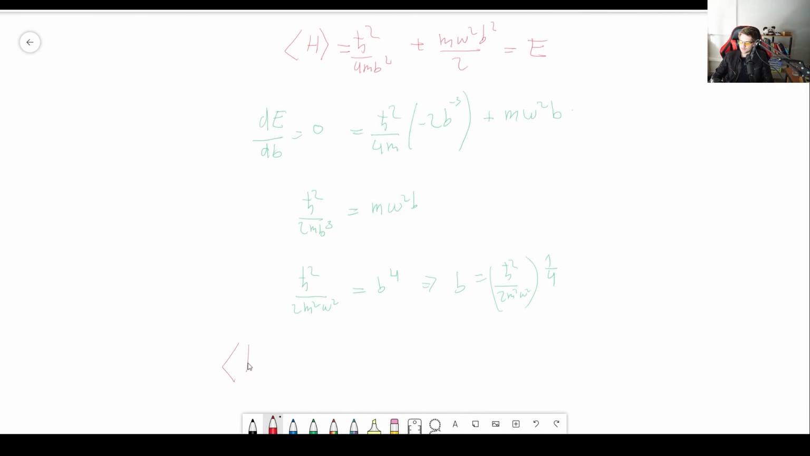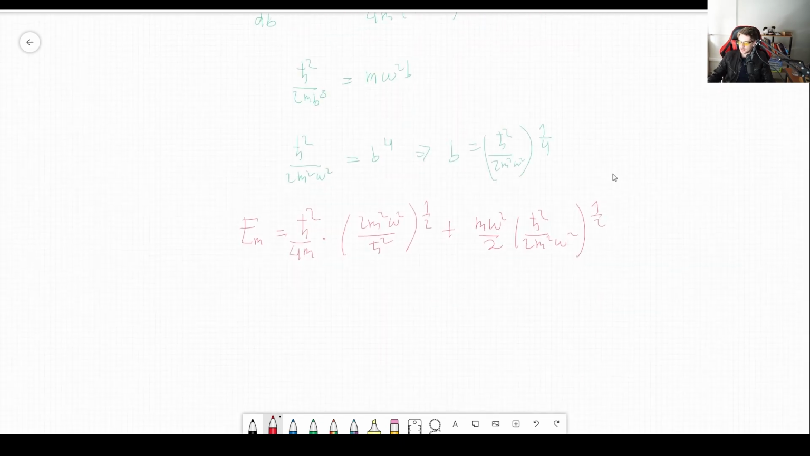So let's see. So that's our energy. Maybe we're just going to say E. But our minimal energy that we can find with this wave function is h bar squared over 4m times 1 over b squared. So we get 2m squared omega squared over h bar squared to the 1/2 power, and then plus m omega squared over 2 times h bar squared over 2m squared omega squared to the 1/2.